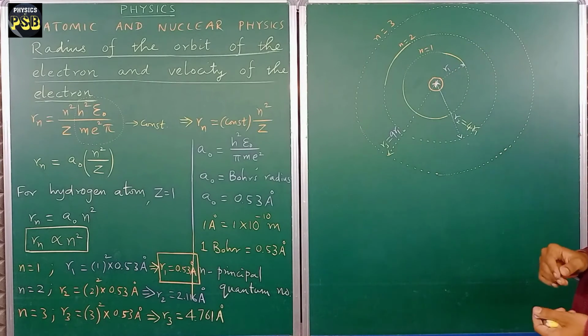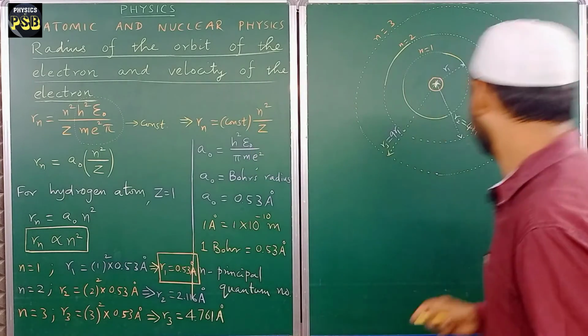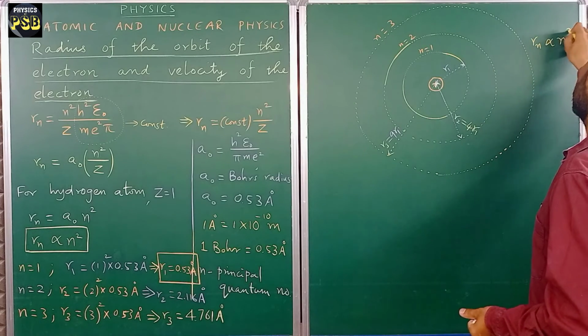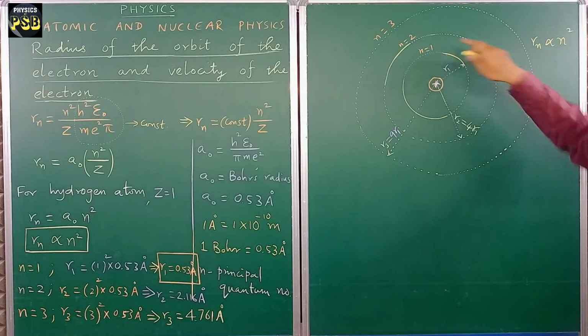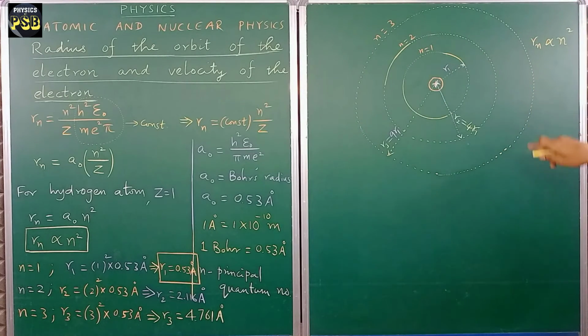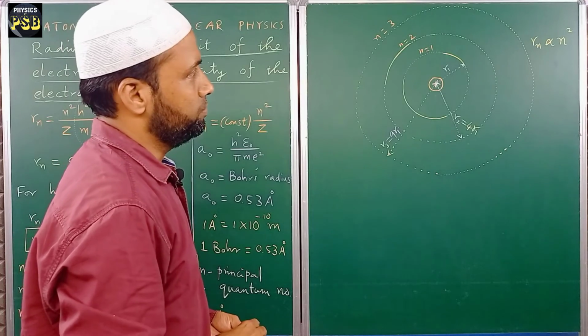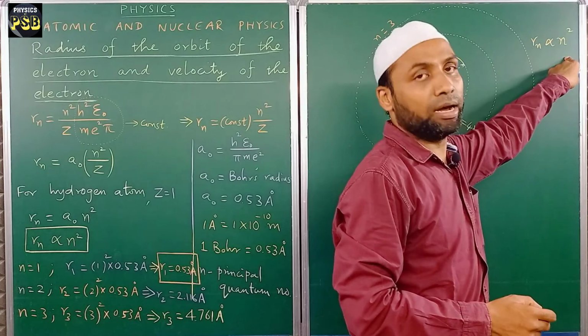This clearly shows this relation, that Rn is directly proportional to n square. That means as the principal quantum number increases, the radius of the orbit will also increase. You can see as we move away, the radius increases. Understood? So this is the relation between radius of the orbit and the principal quantum number.